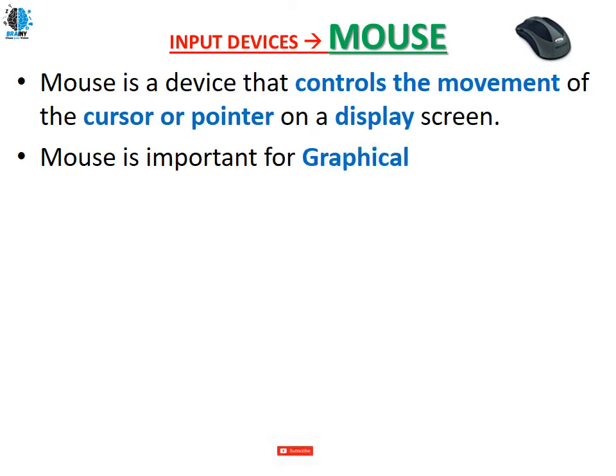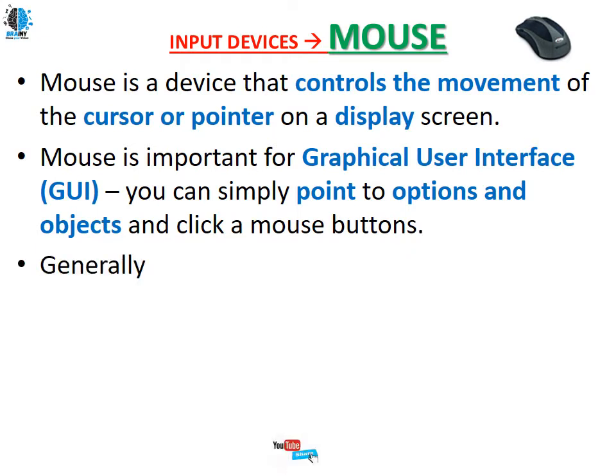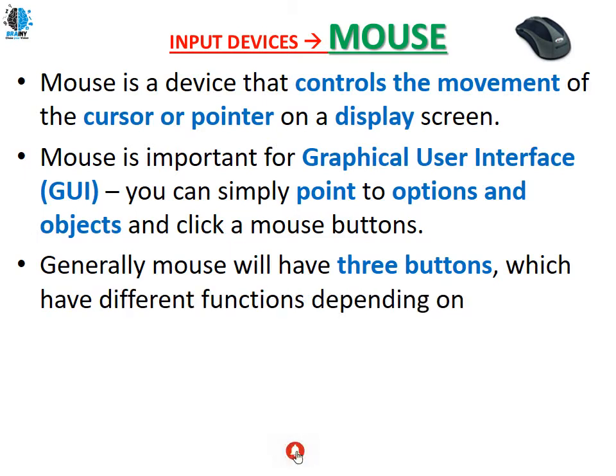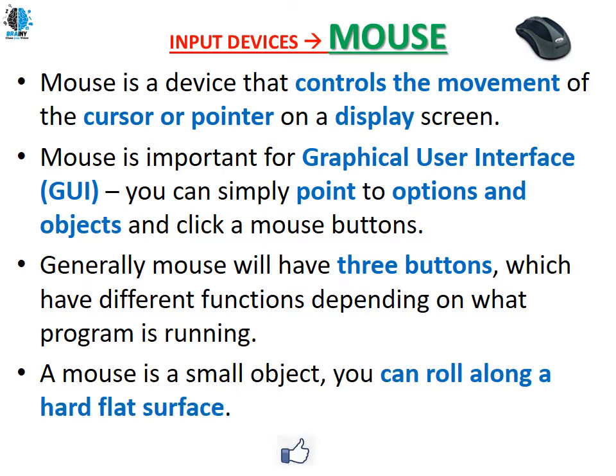Mouse is important for the graphical user interface, that is, GUI operating systems. You can simply point to an option or object and click the mouse buttons. Generally a mouse will have three buttons, which have different functionality depending on what program is running on the computer system. A mouse is a small object you can roll along a hard flat surface, and you can control the movement of a pointer or cursor on a display screen.